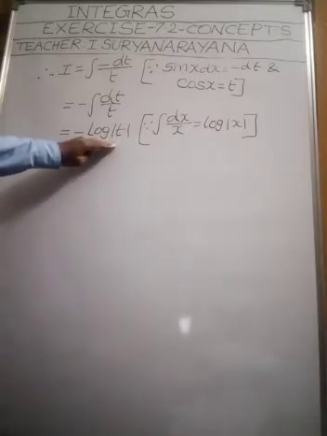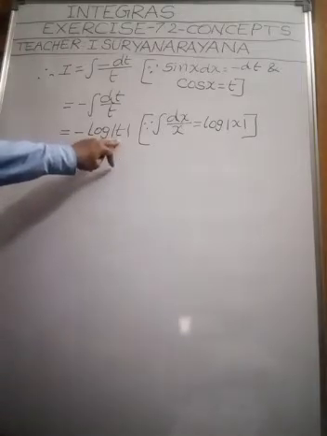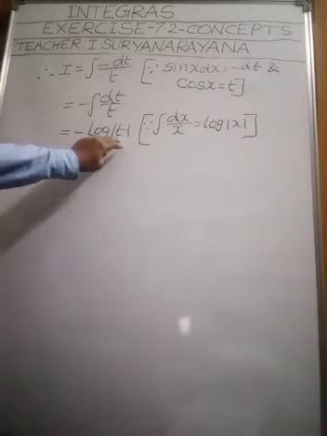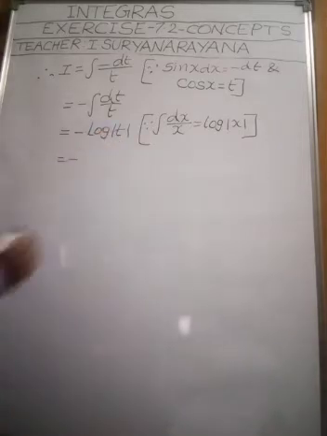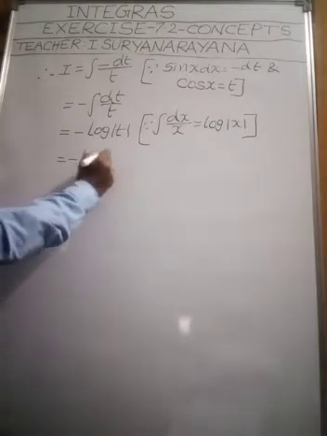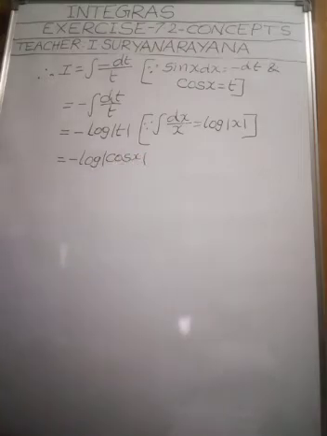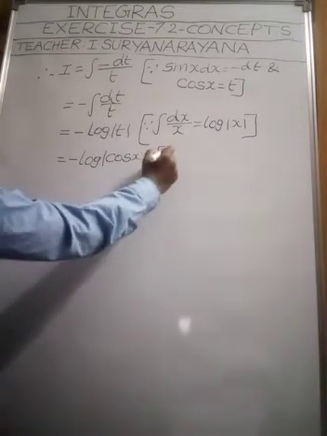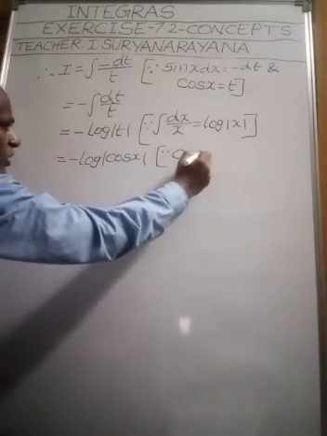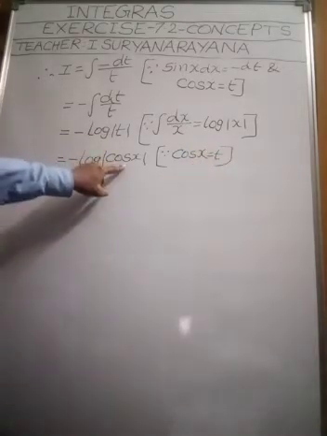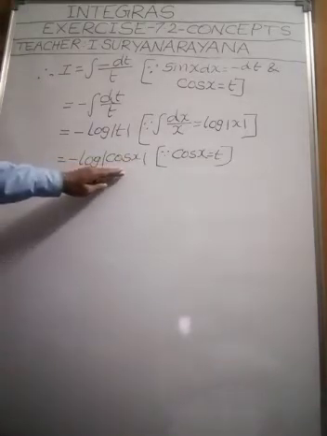Actually, the integration formula part is over. But the given function is in the variable x, and we got the answer in the variable t. Again, we have to convert into variable x. So log mod cos x, because we assumed here cos x is equal to t. So we are again substituting the t value as cos x. Understood this step, my children?